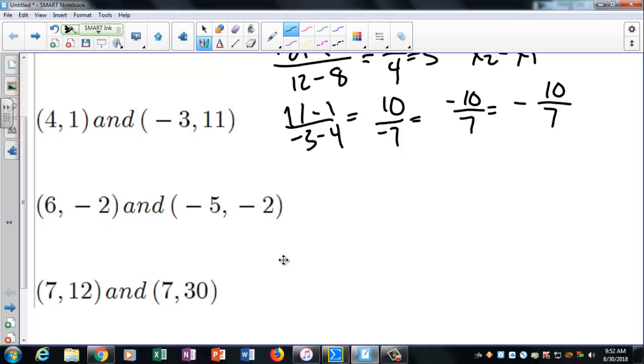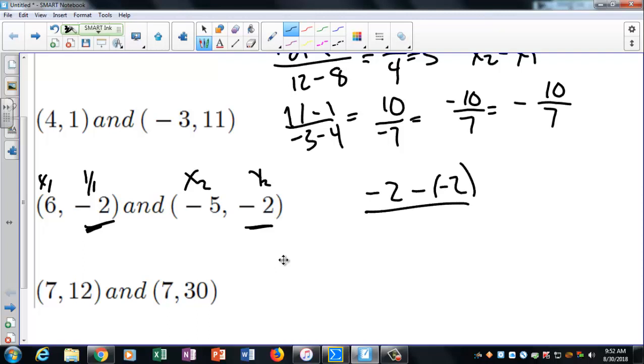minus -2. No. It's x1, y1, x2, y2. So the y values we're dealing with is this one and this one. Oh, crap. So it's -2 minus -2 over -5 minus 6.